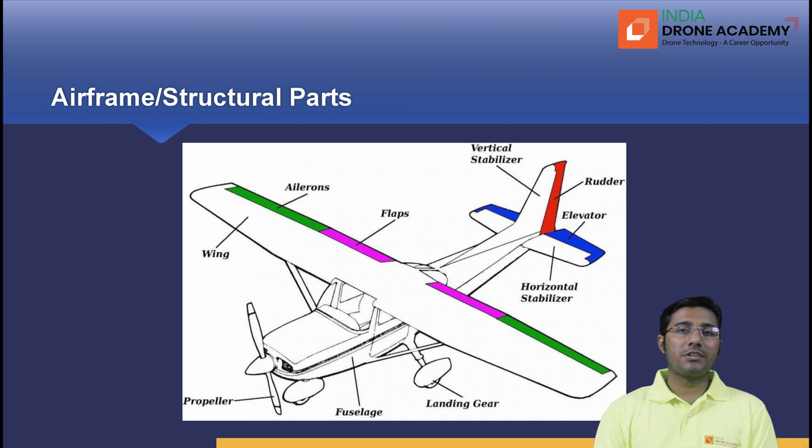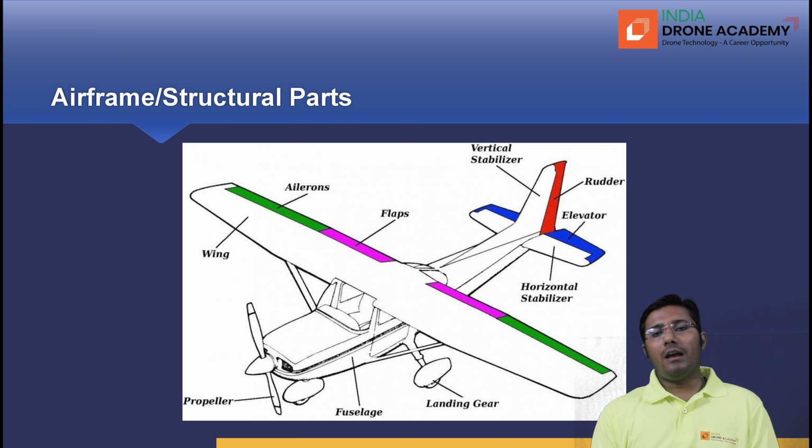Then we have a tail section which is composed of a vertical stabilizer and horizontal stabilizer, meaning vertical tail and horizontal tail. Now, these tails are also known as stabilizers because for stability in a fixed wing, these are the vertical and horizontal tail parts which are responsible. So, vertical stabilizers and horizontal stabilizers provide the stability to the fixed wing drone, and there are some control surfaces which are mounted on the horizontal tail of the aircraft and the vertical tail.